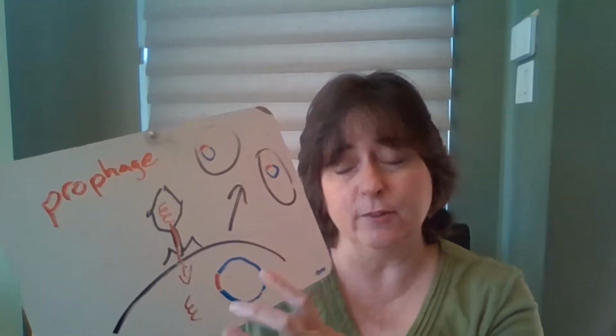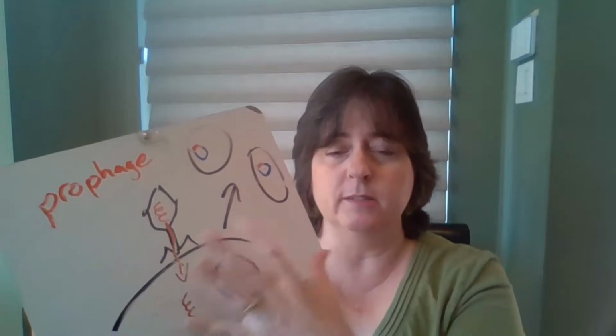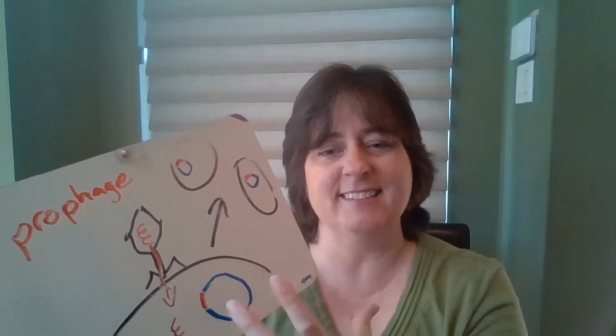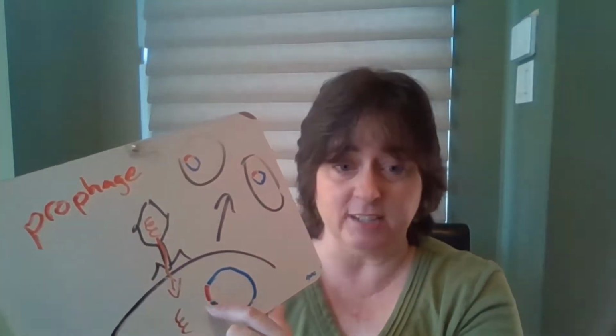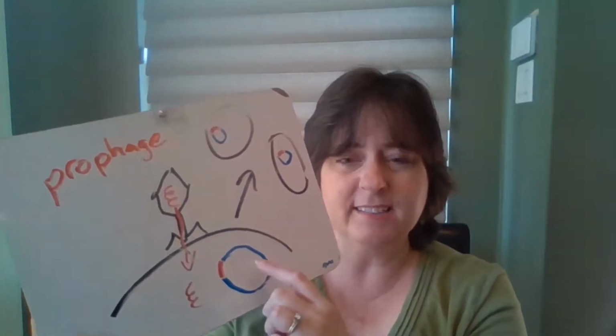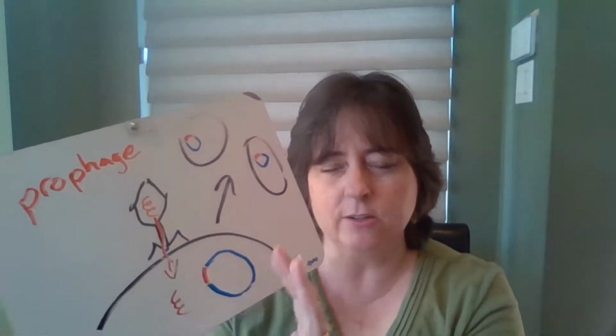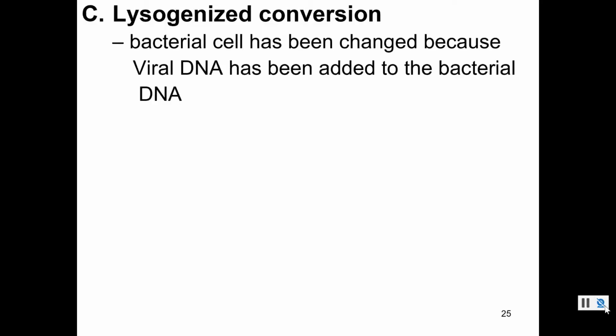It can make a difference in the behavior of this bacteria, and we refer to that as lysogenized conversion. This bacteria, because it has undergone lysogeny and has this prophage, is going to be converted in some way. It's going to have some different characteristics. So let me give you a couple examples of lysogenized conversion.